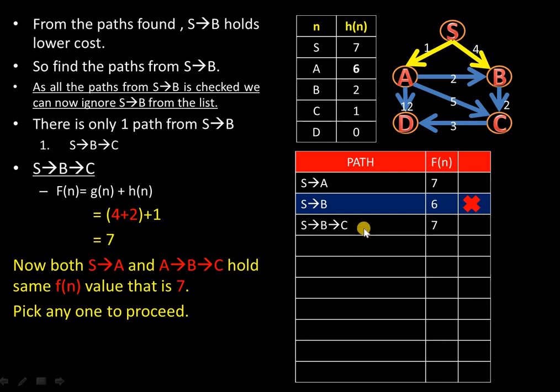I have entered it in the table. That's why I have got S to B to C, heuristic value is equal to 7. So now in the list I have 2 entries and both entry values are the same and I can pick any among them.